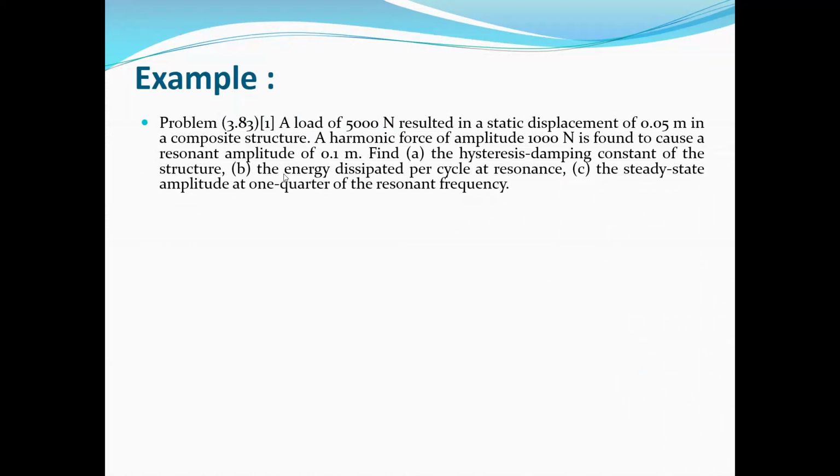We continue with one example. A load of 5,000 Newton resulted in a static displacement of 0.05 meter in a composite structure. A harmonic force of amplitude 1000 Newton is found to cause a resonant amplitude of 0.1 meter. Part A, we want to find the hysteresis damping constant of the structure. Part B, the energy dissipated per cycle at resonance. And part C, the steady state amplitude at 1/4 of the resonance frequency.